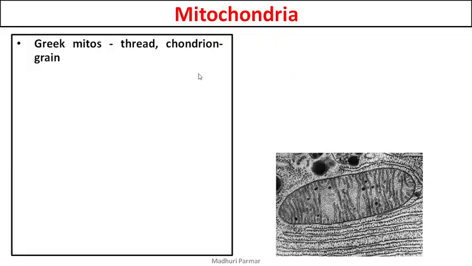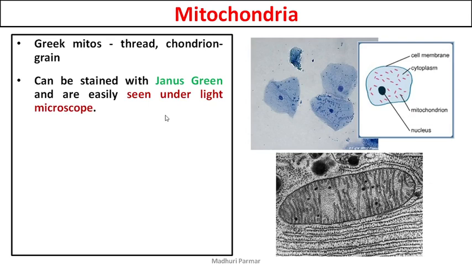In Greek, mitos means thread and chondrion means grain. So it looked like a thread-like grain. That is why it was named as such, mitochondria. It is one of the few organelles which can be seen through your normal light microscope.